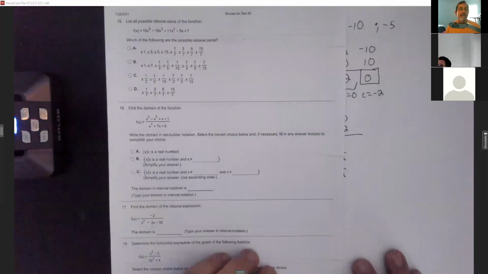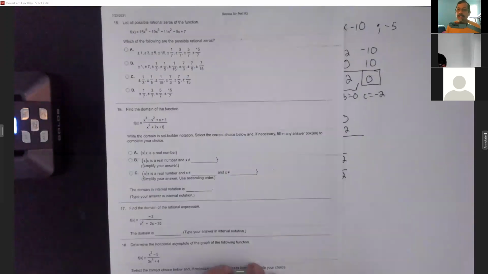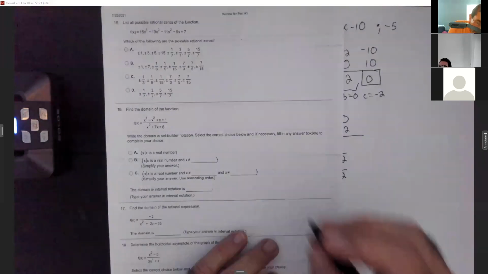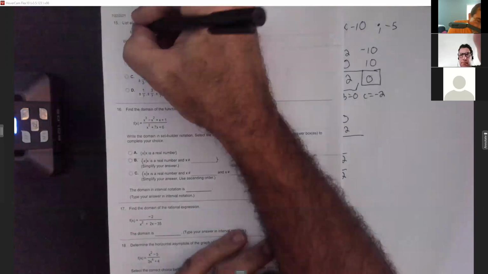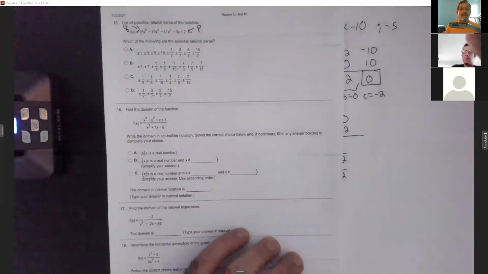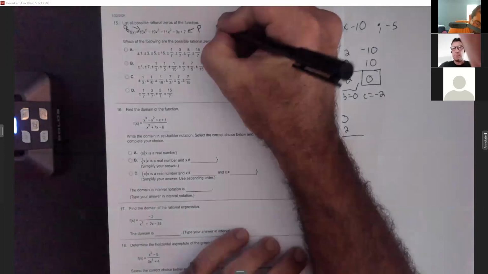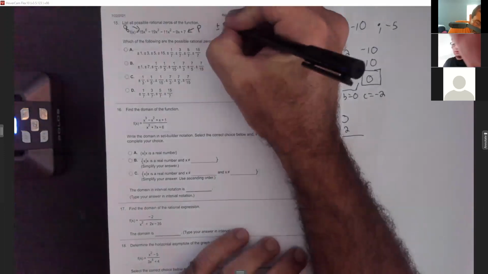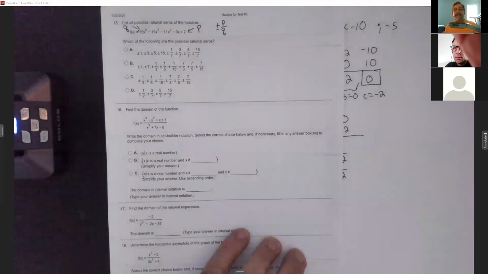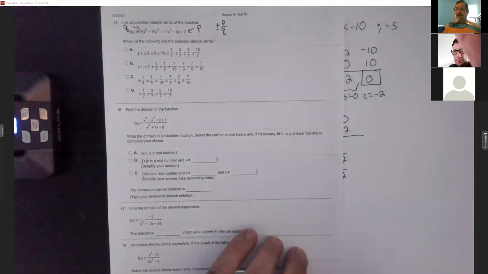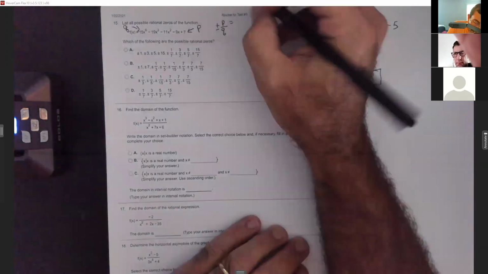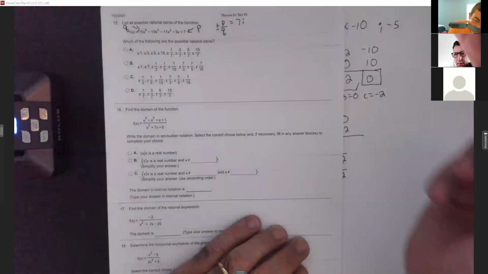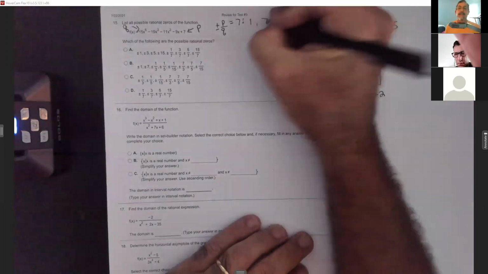All right, 15 is a fun one. They want me to list all possible rational zeros. That's where I did the P divided by Q. P is the last number, 7. Q is the first number. So what we have to do is find all possible combinations of all the factors of P divided by all the factors of Q. So P is going to be 7, and the only factors of 7 are 1 and 7.